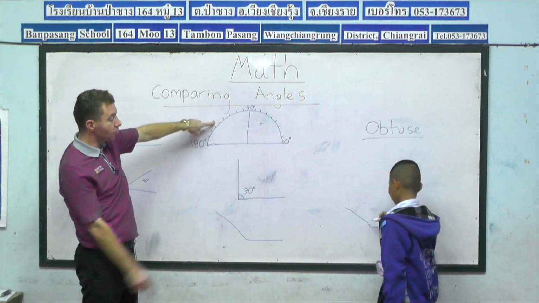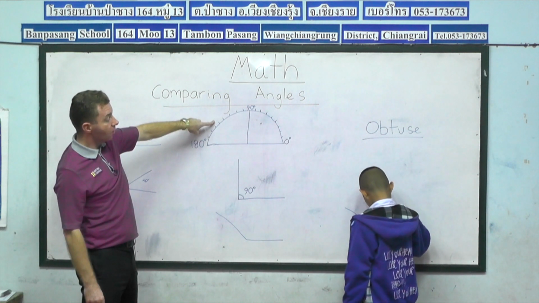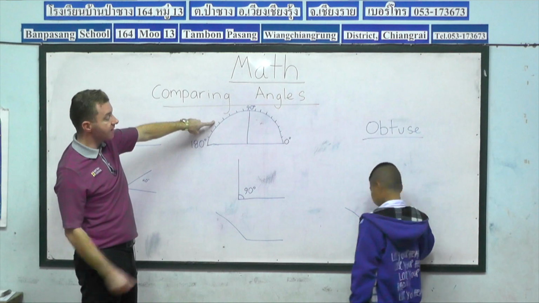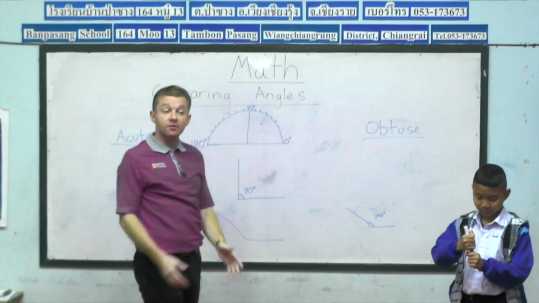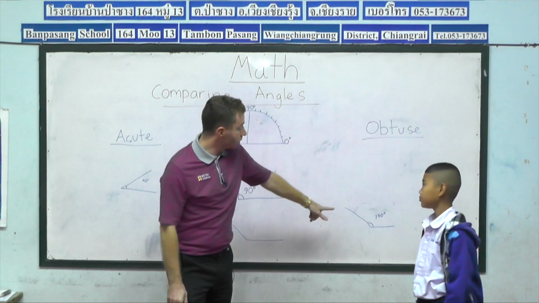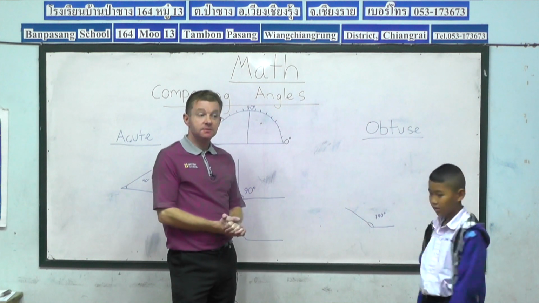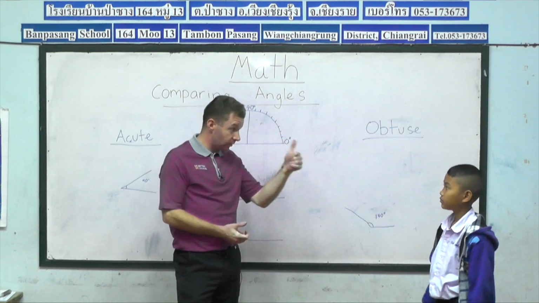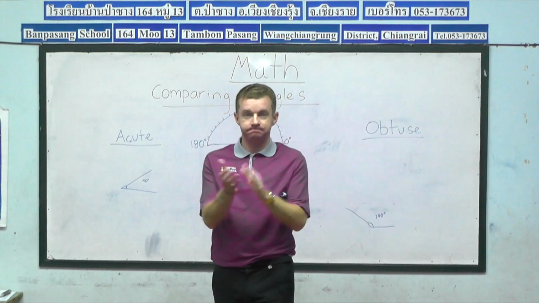Exactly. So Bangpon, you can draw our vertex and then the number of degrees, 140, and the symbol for degrees. So all together, guys, obtuse angle, 140 degrees. Excellent. Bangpon, that was brilliant. High five and a big round of applause for Bangpon, please, guys.